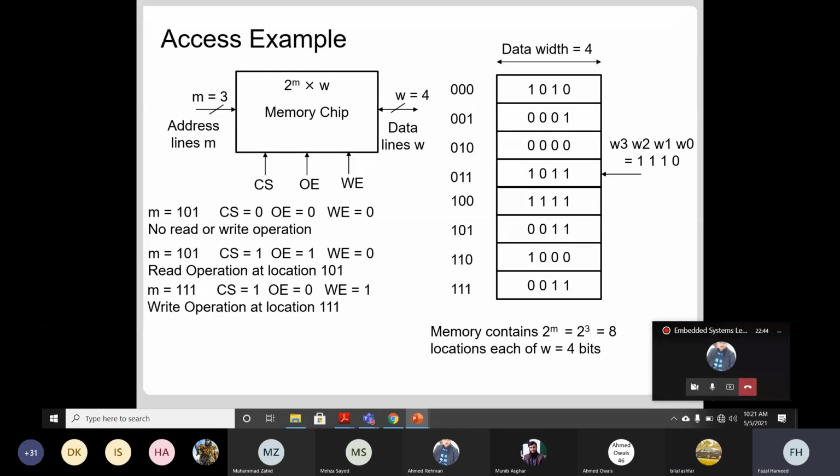In this case, we should also provide the data from the outside. So the direction of the data will be inwards or outwards? Inward. So it means somebody will provide this data, maybe the microprocessor will provide this data to the memory. So what will happen after this? The last location will be overwritten and the new data will be 1110. Is it clear? Yes. Clear. Okay. Very good.